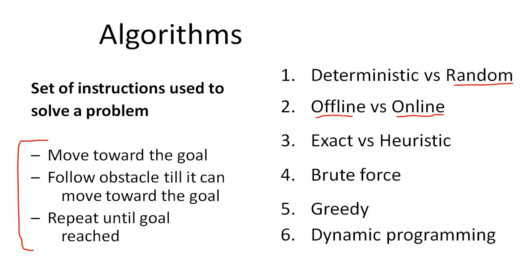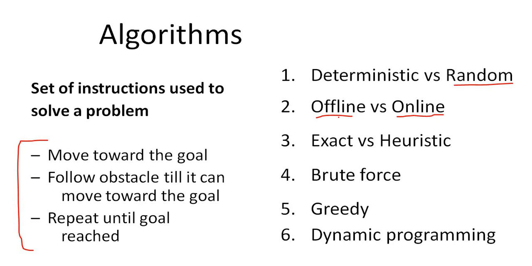Offline algorithms require some kind of input before they run. For example, there are algorithms for offline path planning, and they need a map of the environment beforehand. Then we run the algorithm on this map, and it calculates the path in this map.